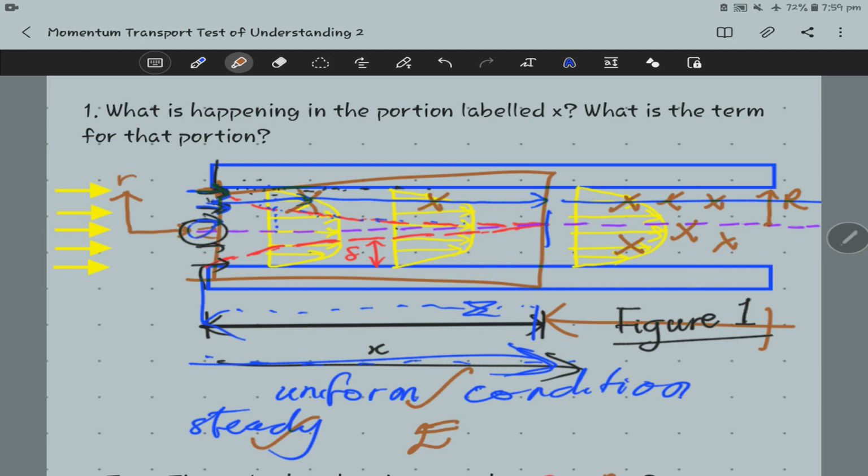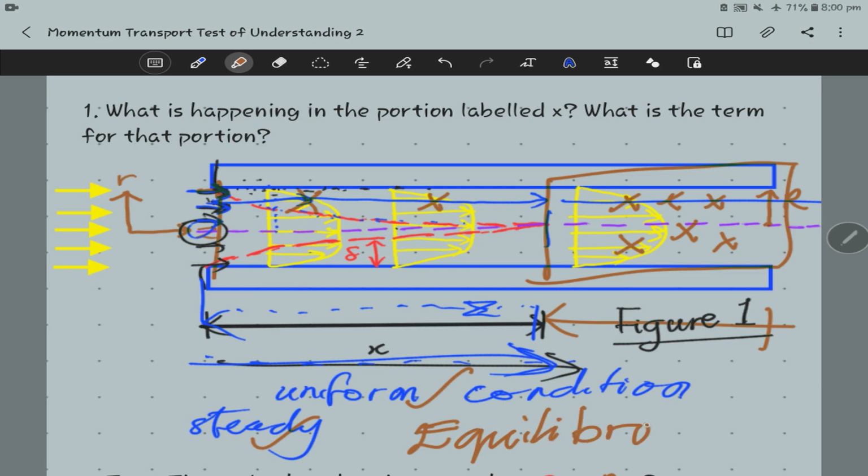If both these two conditions are met, then within the region outside the entrance region, we have what? Equilibrium condition. Why? Because both the steady state condition and the uniform condition are met. So that's why we see that here we have an equilibrium condition.